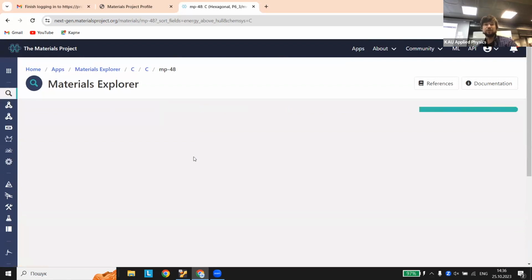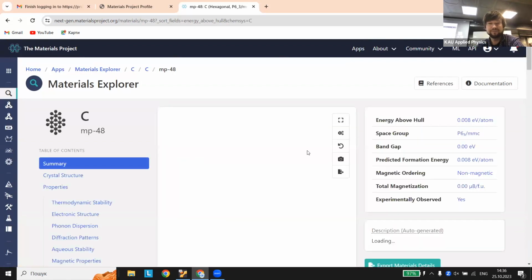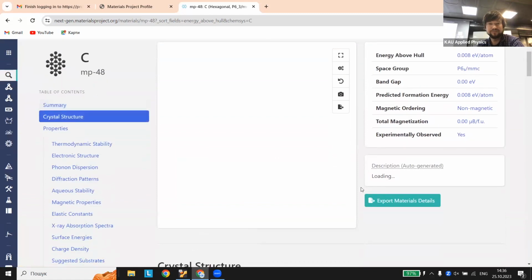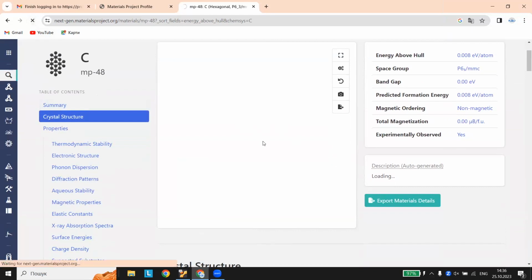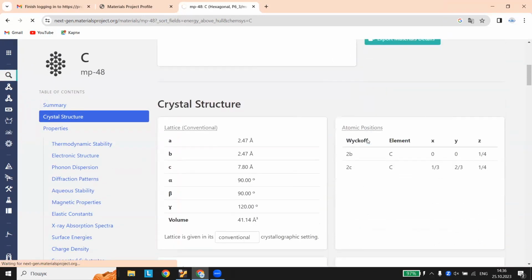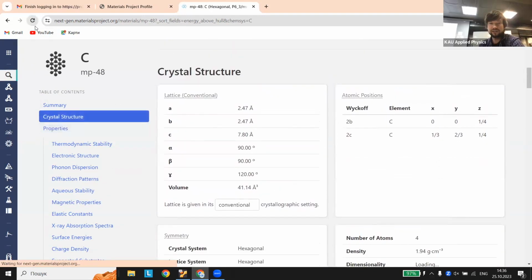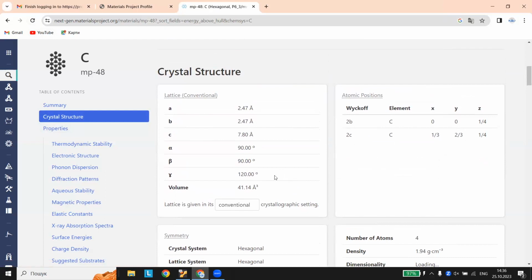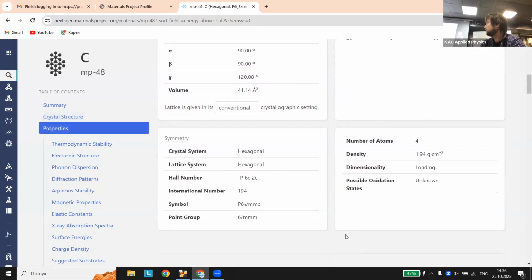Sometimes it works not so well. But we don't need this picture. We need the information below this picture. Here, the crystal structure. And what should we notice first? Hexagonal. We should fill ibrav, and ibrav is connected to the crystal system. So our crystal system is hexagonal.